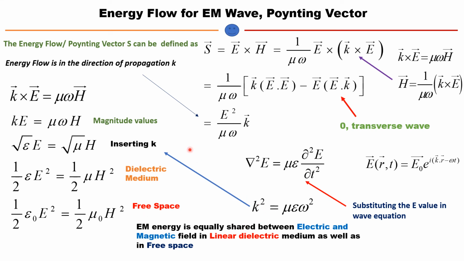So starting from Maxwell's four equations, we have derived the wave equation, and from the wave equation we get these values from the transverse wave solution and get the Poynting vector. From that equation we can tell that the electric field energy and magnetic field energy are equal to each other in an electromagnetic field.